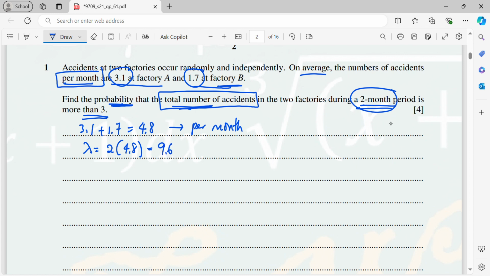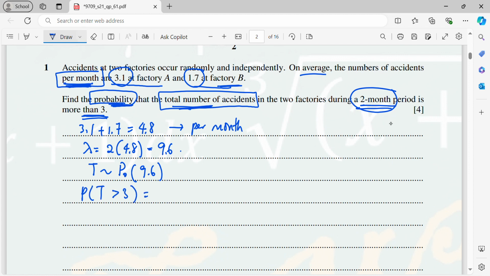That means I will write T is Poisson distributed, because you are given the interval per month, per 2 months. This is Poisson distributed with lambda 9.6. So when you write this, T is the total number of accidents in 2 months, right? And you are asked to calculate the probability that it's more than 3. So P(T more than 3).